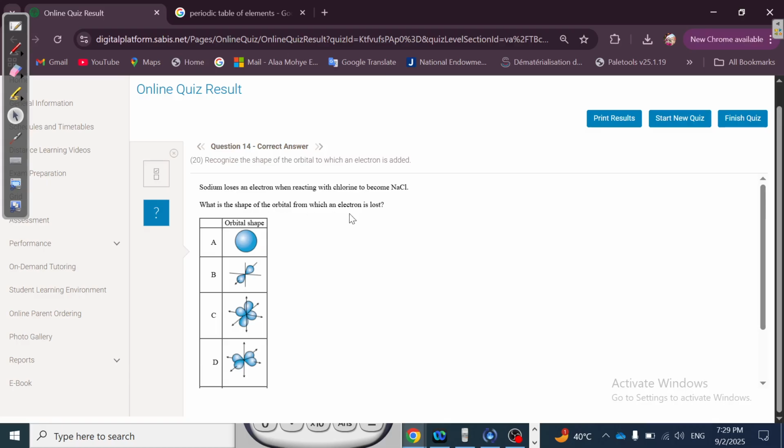What is the shape of the orbital from which an electron is lost? Okay, so what do we do? 1s2, 2s2. We said 11. We said 10, so 2p6, sorry. This is the electronic configuration. But why would it be S?